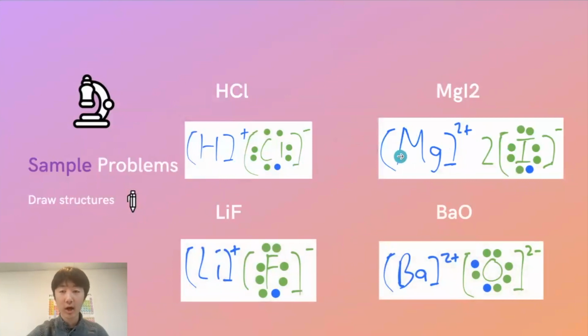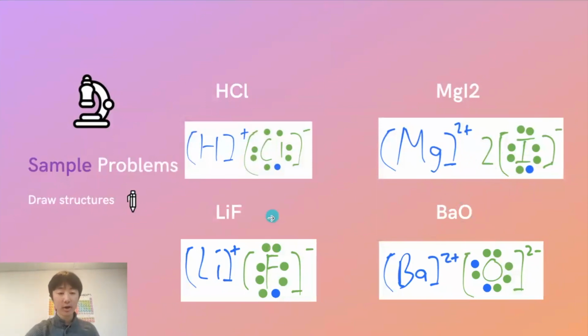For magnesium iodide, now this one's interesting because the magnesium donates 1 electron to both iodines, right? So one iodine gets donated 1 electron, but there's a second iodine that gets donated another electron. And to represent those two iodines, as I explained, you draw the number 2.